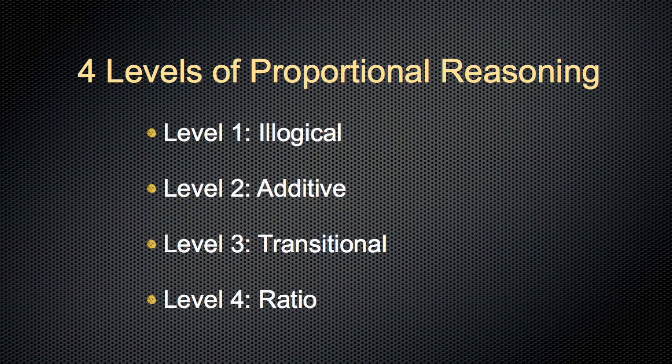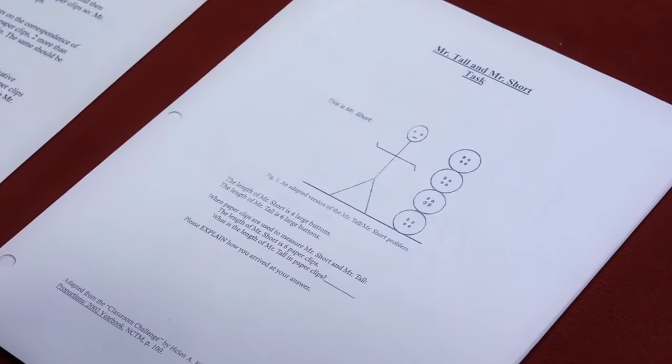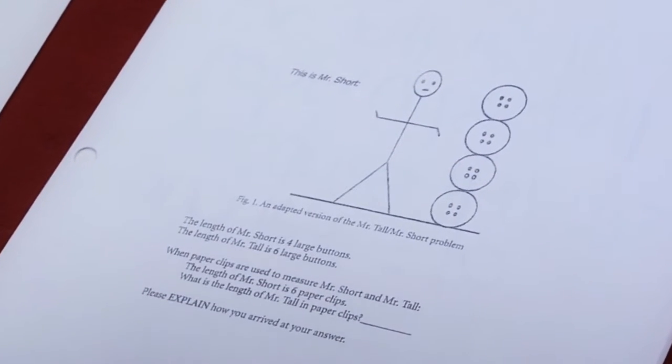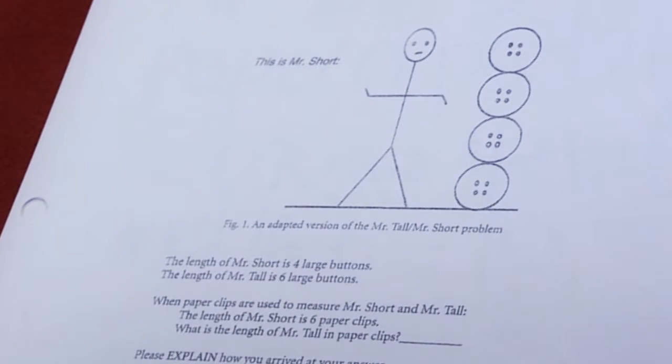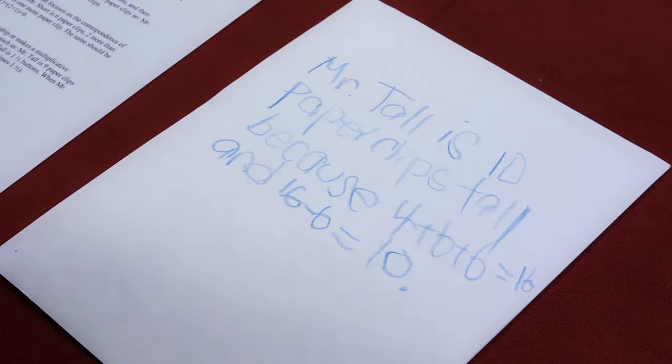Researchers have studied students as they develop proportional reasoning, and they've observed 4 distinct levels. In the classic problem, Mr. Tall, Mr. Short, the length of Mr. Short is 4 large buttons, and the length of Mr. Tall is 6 large buttons. When paper clips are used to measure Mr. Tall and Mr. Short, the length of Mr. Short is 6 paper clips. What is the length of Mr. Tall in paper clips? Using this problem, we have samples of student work.